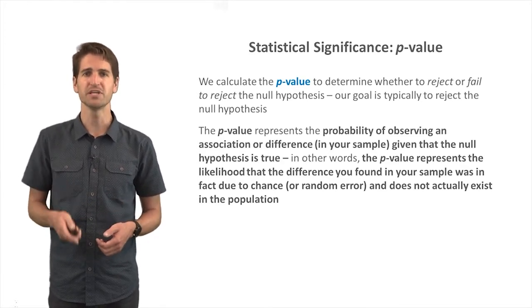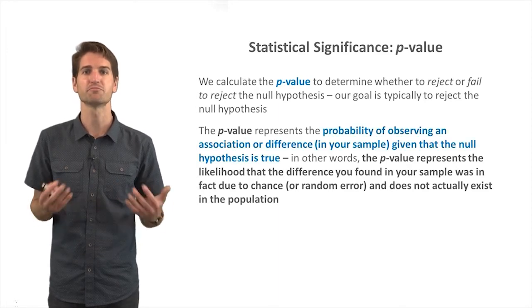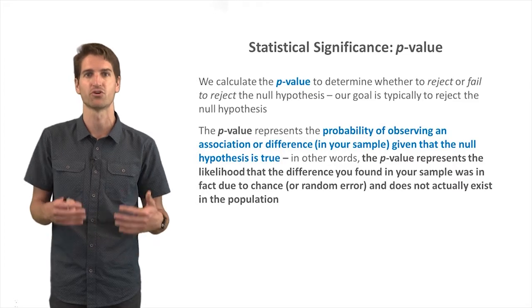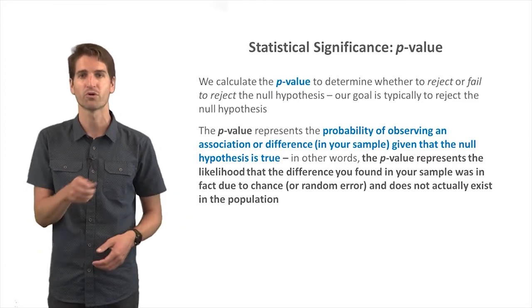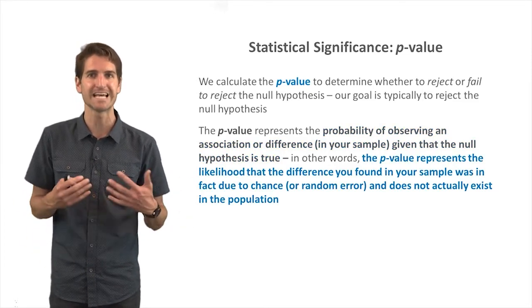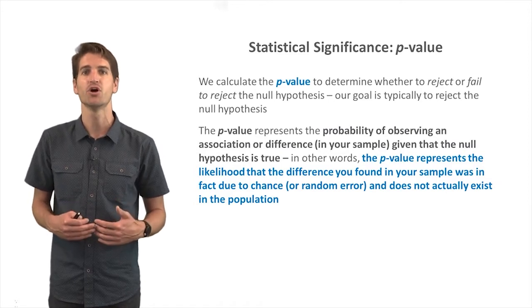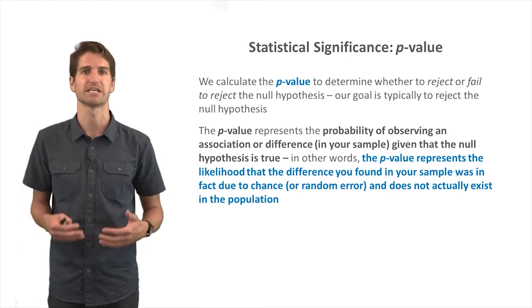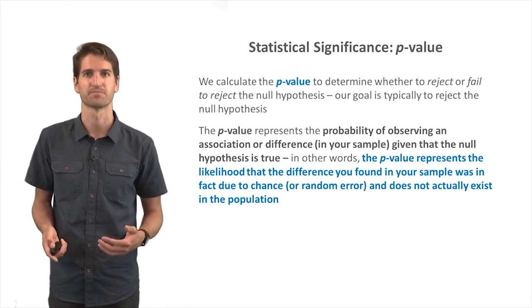So the p-value represents the probability of observing an association or difference in your sample given the null hypothesis is true. Or in other words, the p-value represents the likelihood that the difference you found in your sample was in fact due to chance or random error and does not in fact actually exist in the population.